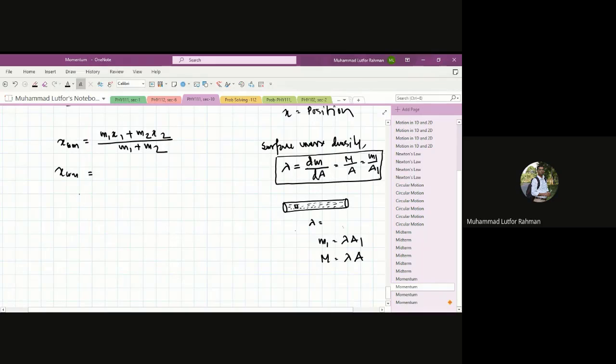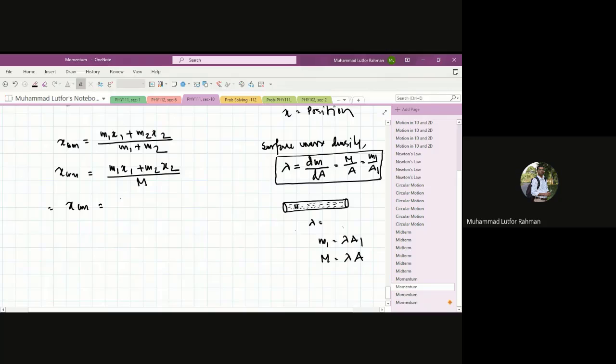Now I'm going to replace this. Or you can write directly: m1 would be basically a1 by a into a, right? So if you replace that part, or I can write one more line for you, m1 x1 plus m2 x2 over m1 plus m2, that bigger M, I can write as the total mass of the system. Then for xcom, I can write m1 would be basically lambda, right? Or I can write them directly.